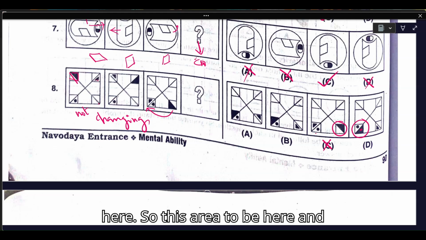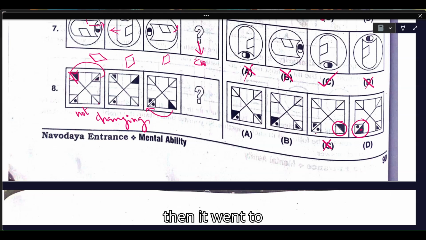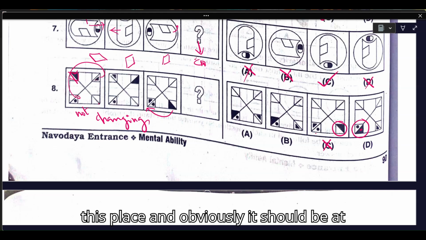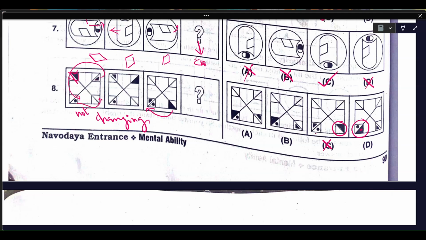And let's check upon this small triangle here. So this used to be here and it went to here, and then it went to this place, and obviously it should be at last. But how should it change? Okay, so where should it point?